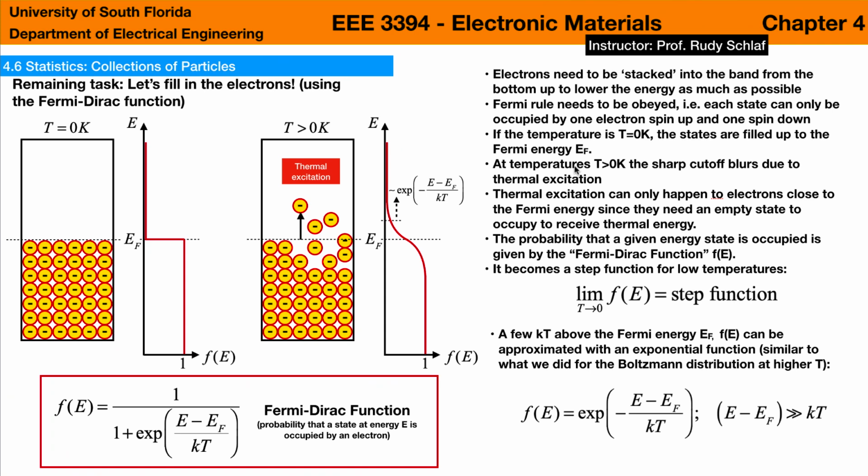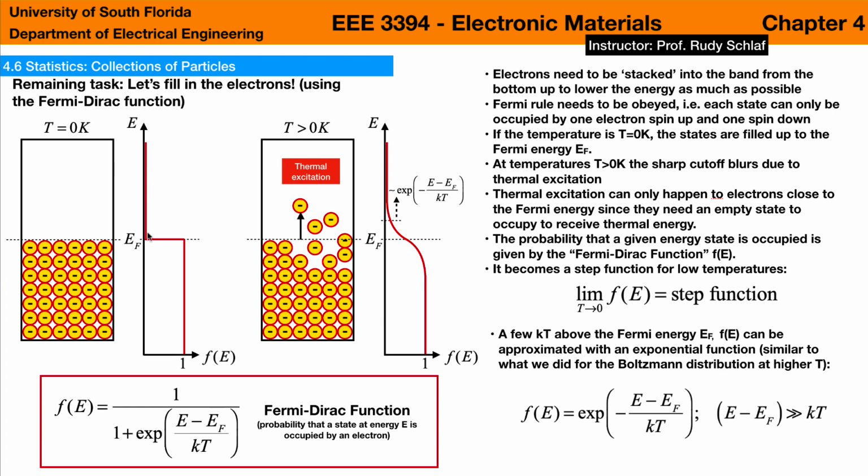Now that we understand how the density of states is distributed across a band, the remaining task is to put in the electrons. Since we have a large number of electrons, we need to do this with a statistical distribution function. And for temperature 0, such a function is easy to come up with, because at temperature 0 we have this clear division between full states and empty states. So we can say up here the probability to find an electron on a state is 0, and down here it is 1. And so that function would look like this here.